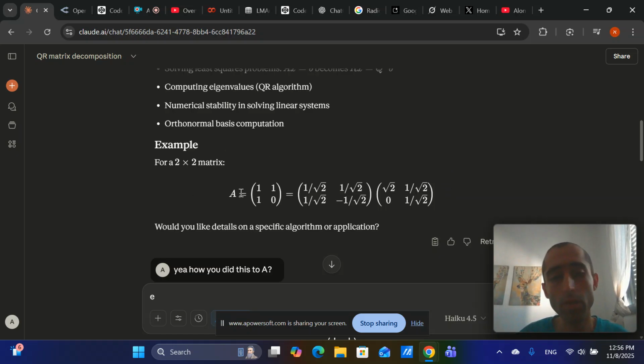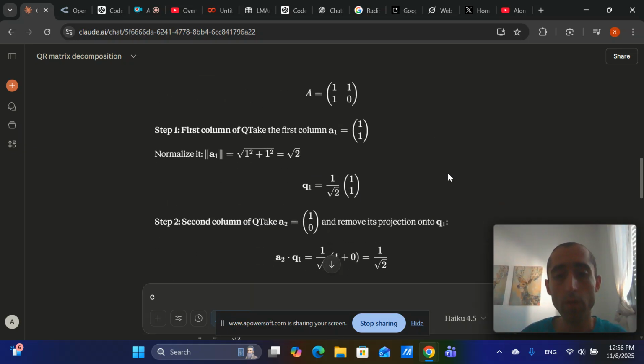This is an example, you can see A here, which is 1, 1, 1, 0, and you can factorize it. We will see in a minute how we do that. You factorize it into this orthogonal matrix. You can see that the columns are orthonormal to each other. And an upper triangular matrix. This is the Q, and this is the R. And so this is a QR factorization. Now, how did we do that?